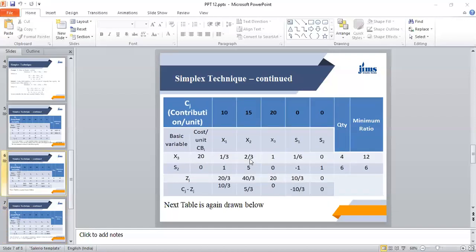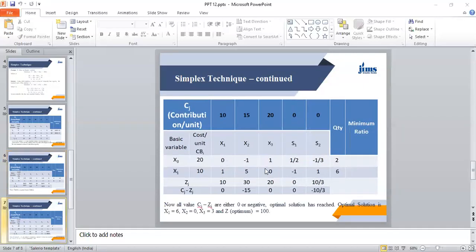Other elements will be calculated like, say, 2 by 3 minus 5 into 1 by 3 by 1. 2 by 3 minus 5 by 3 minus 3 by 3 is equal to minus 1. Similarly, we calculate all the values here: 0, minus 1, 1, 1 by 2, minus 1, 3, and 2. These are the values. Now we again calculate Zj.